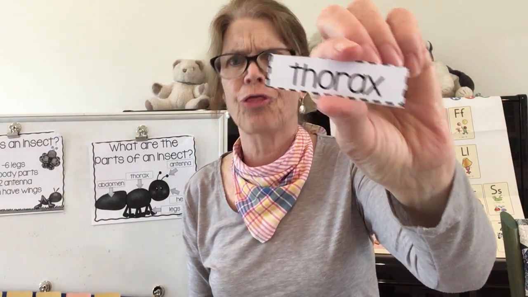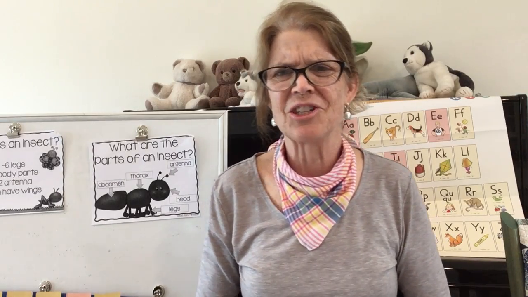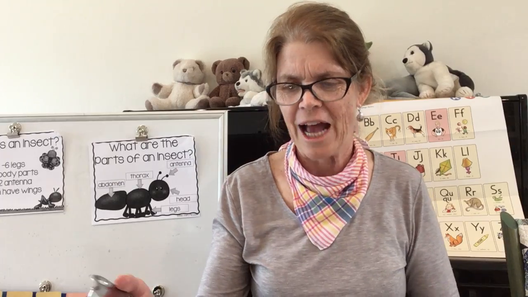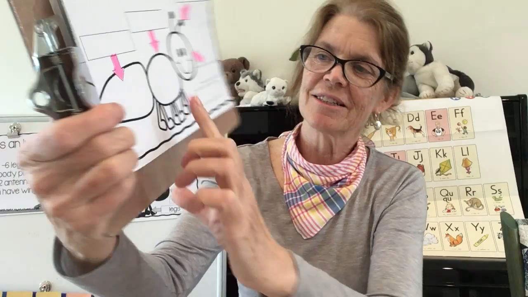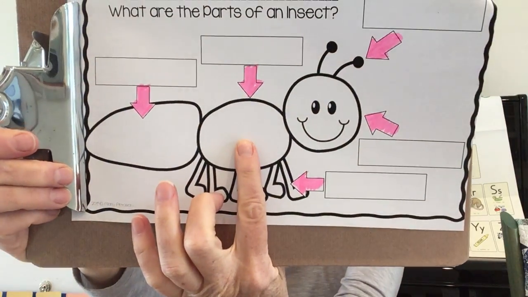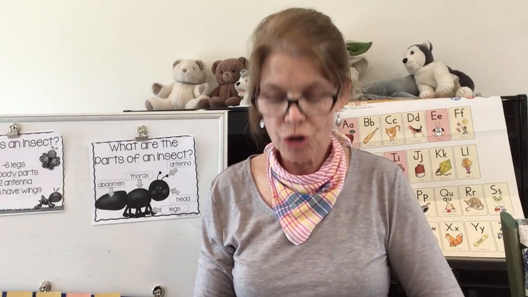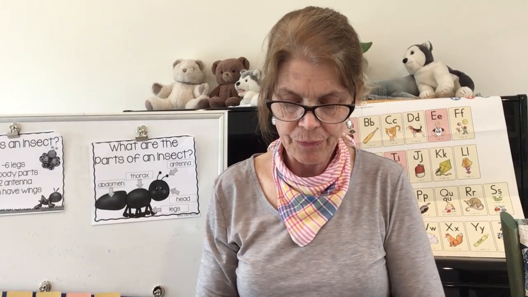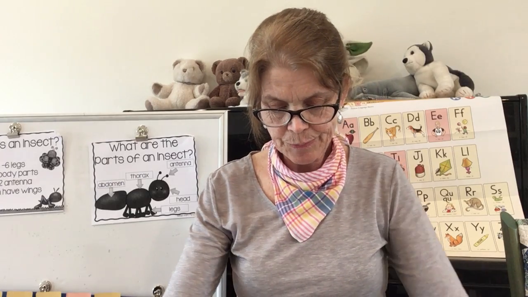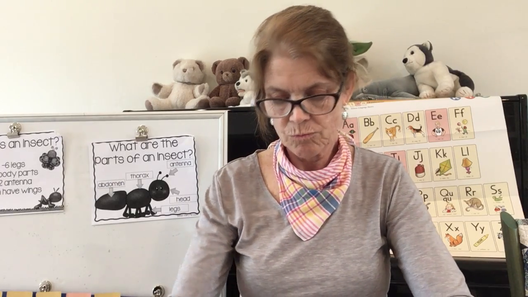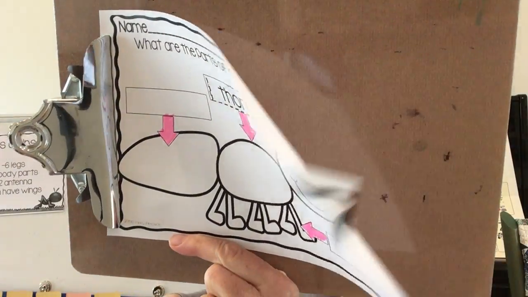thorax. Thorax. Now we have a thoracic region, but we don't have a true thorax like an insect does. The thorax of an insect is right here in the middle. So you will take the word thorax and glue it right over where the thorax is.